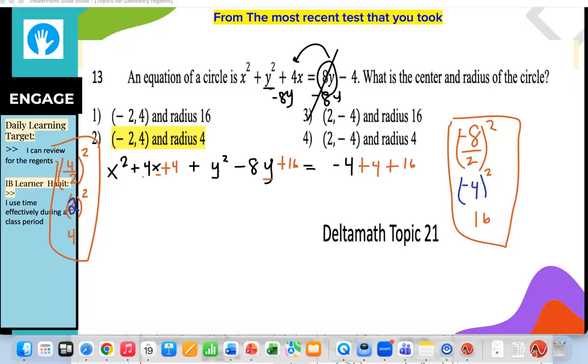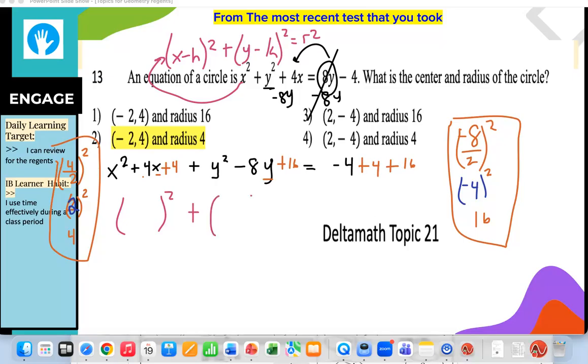So now we want to complete the square, or to write it in this format: x minus h squared plus y minus k squared equals r squared. That's our goal. We want to put this equation into this format. So basically, we're going to have something inside the parentheses, and we're going to square it, something inside the parentheses, and we're going to square it, and we're going to get 16. This is going to cancel, so we're going to be left with 16.